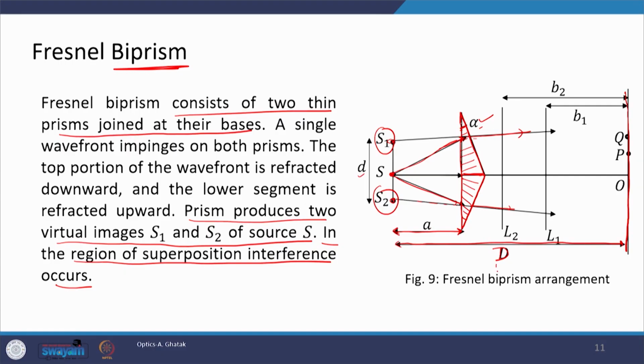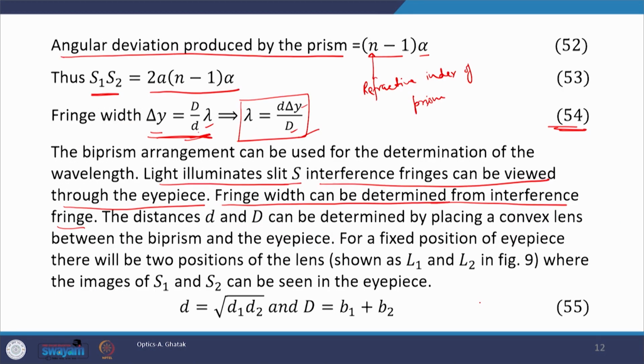Now, it is okay to measure the fringe width, but how to measure capital D, because S1 and S2 are virtual sources, we do not know their position. Therefore, the quantities which are still unknown are small d and capital D. S1 and S2 are the images of the source, and small d is the separation between the two virtual sources, and capital D is the separation between the observation plane and the source plane. How to find out the correct values of small d and capital D?